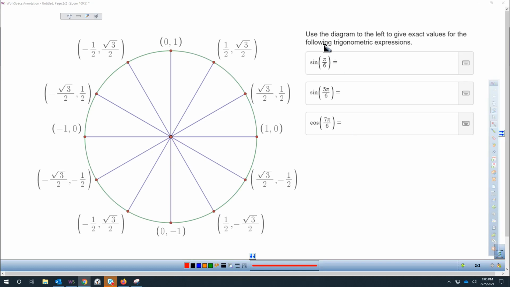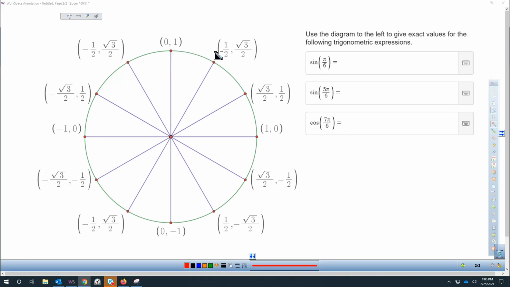So on this problem, they want us to find the exact values of these trig ratios using this diagram over here on the right. Now, my diagram has some points labeled. If yours doesn't have the points labeled, you need to go back to the slide before and label those points. And there should be a video a couple slides before that that shows you how to do it if you're stuck.